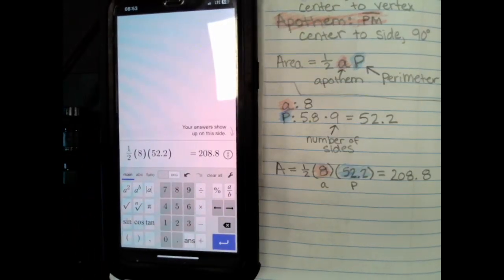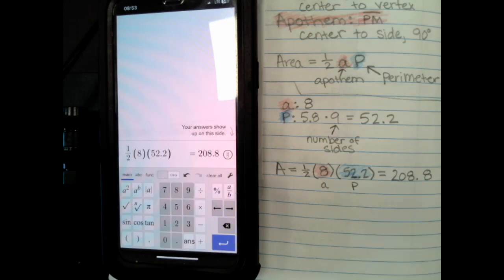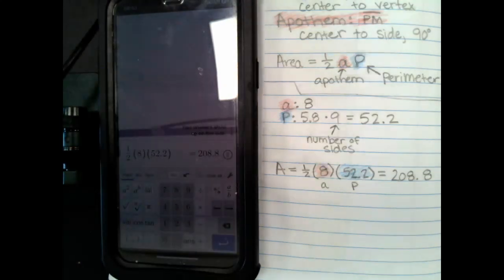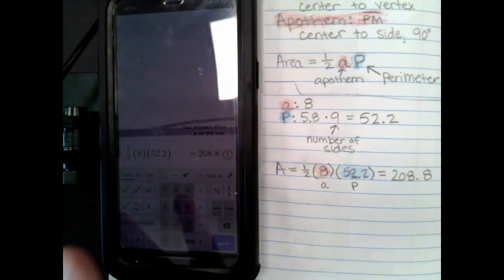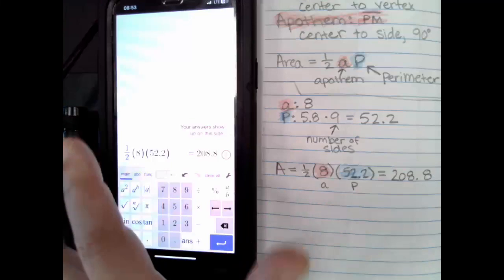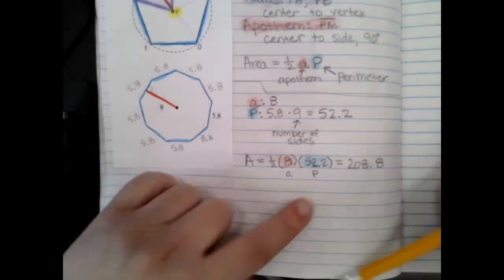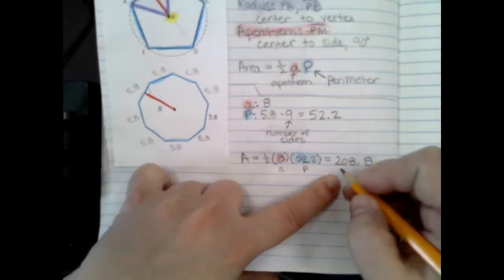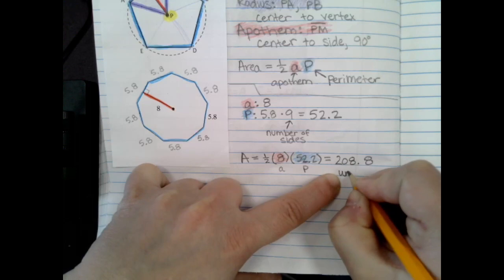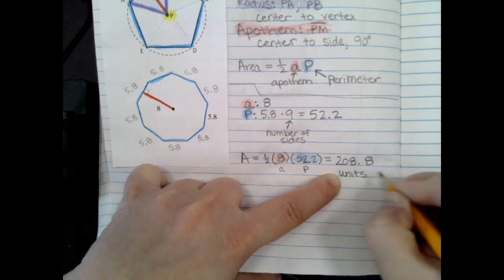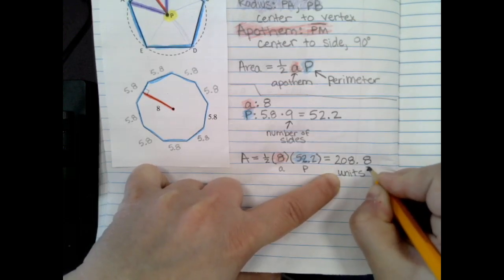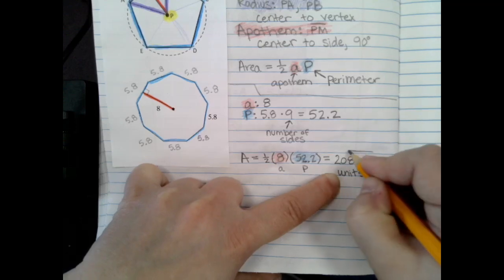Now this is area, so we do need to label it. How are we labeling this one? Square something. Does it say inches? Does it say feet? Miles? Doesn't have anything. So does anyone remember what our base word is that we use if we don't have anything? We just use the word units. I'm writing it below because I'm running out of space. And then we can still put that little square there for square units.